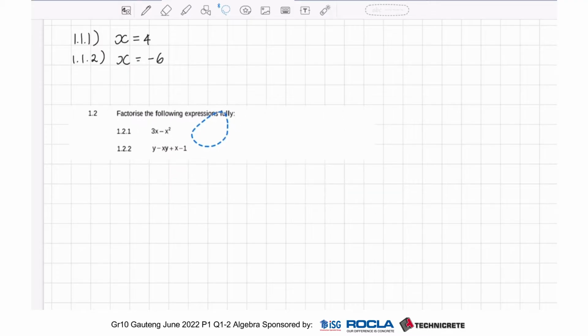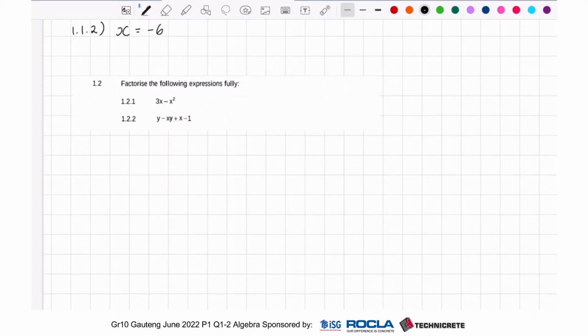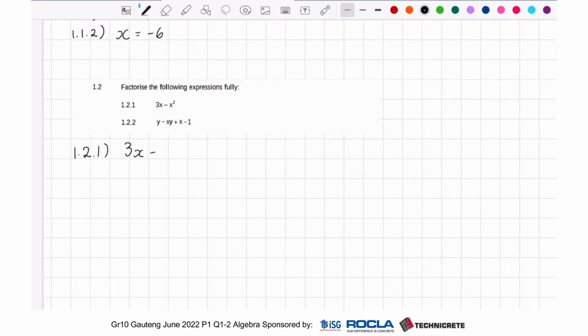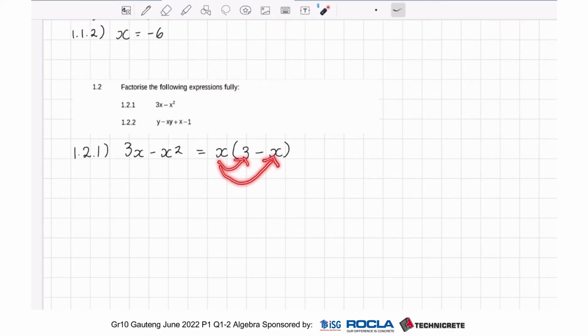Then part 1.2, we're asked to factorize the following expressions. So for 1.2.1, I'm given 3x minus x squared. And I can see that I have a common factor x in each of these terms, so I'm going to take out the common x. And then I have a bracket, and the first term left in the bracket is going to be 3, and the second term left in the bracket is going to be x. And if you're not sure, you can multiply the x back into each term in the bracket, and you'll see that you get exactly what you started with here.